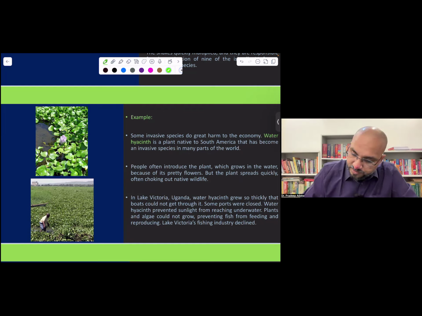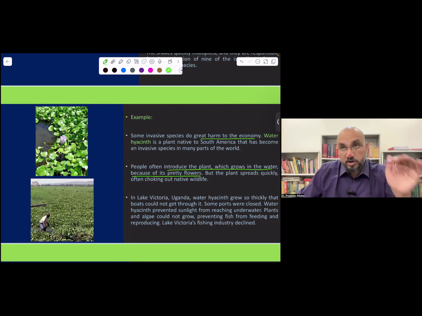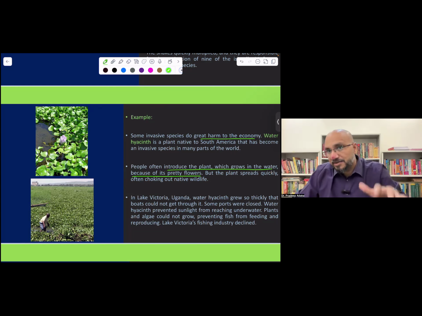So some invasive species do great harm to the economy. Okay, so water hyacinth is a native of South America. It was introduced for ornamental purpose, but it became an invasive species. Now people often introduce plants which grow in water because of their pretty flowers, but it spreads very quickly, often choking out native wildlife. So it will not allow the penetration of light which was necessary for photosynthesis for the plants living under the water. So no photosynthesis, no oxygen evolution. So dissolved oxygen content in the ponds decreases, killing the fishes and other aquatic life.